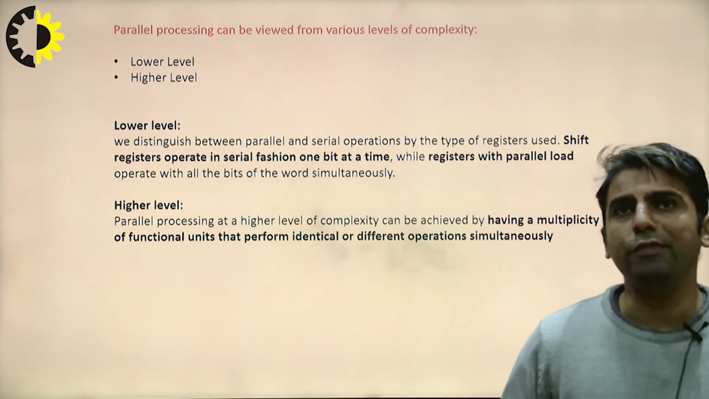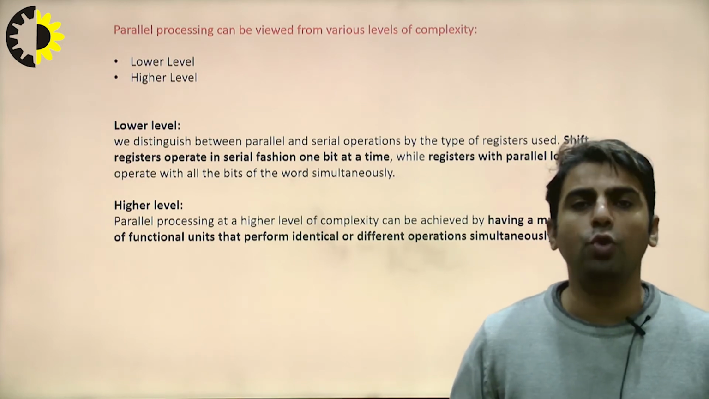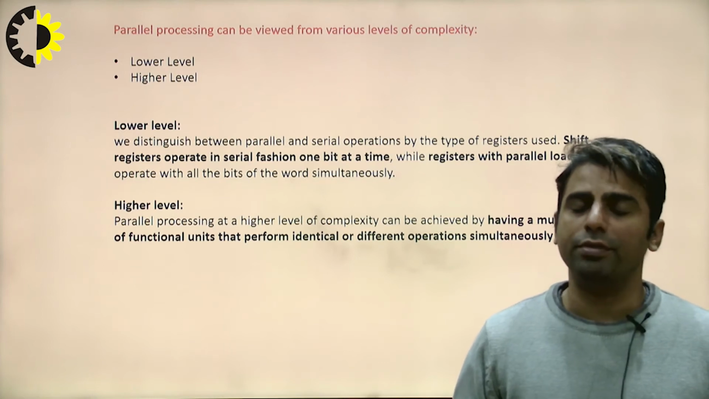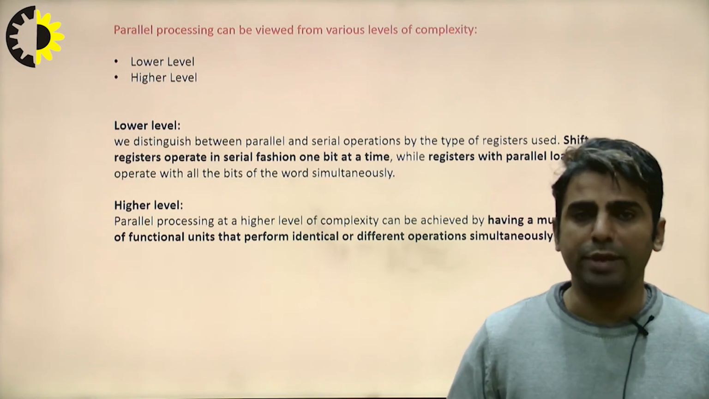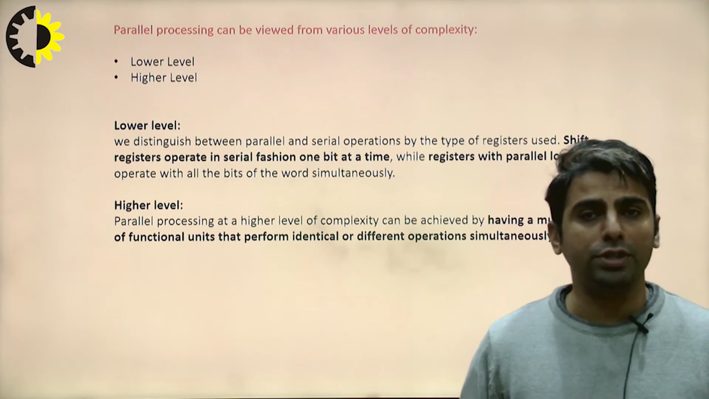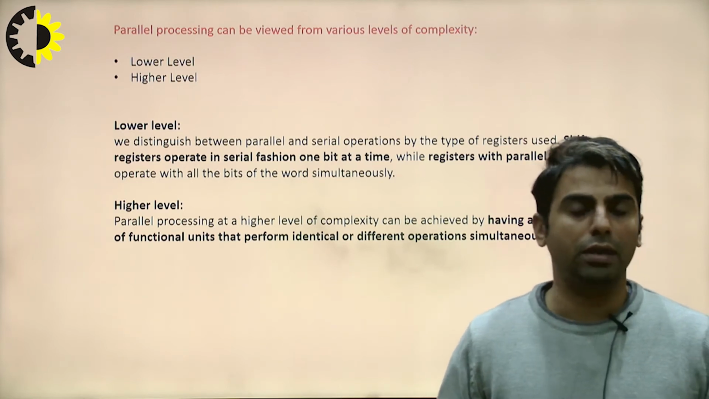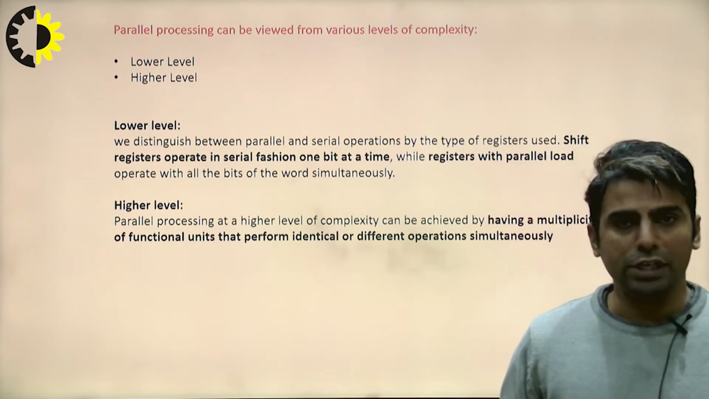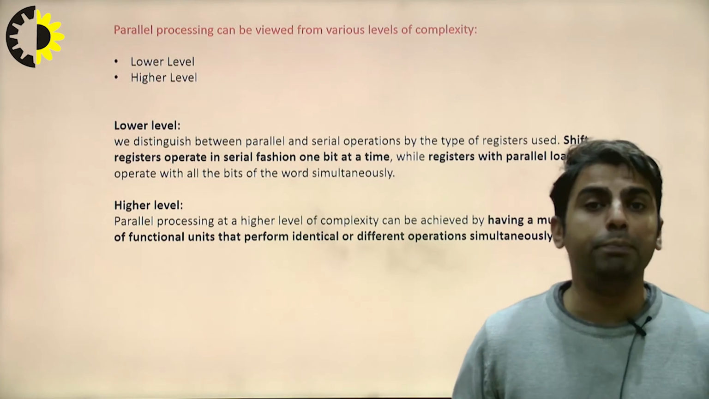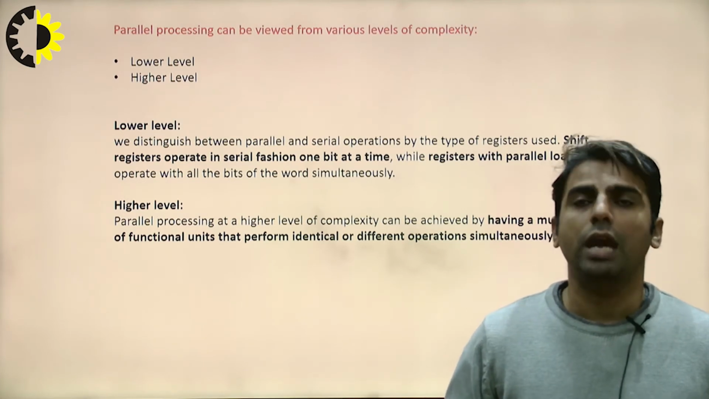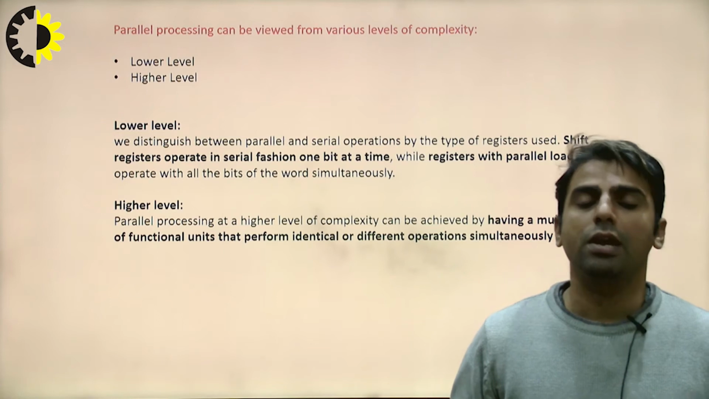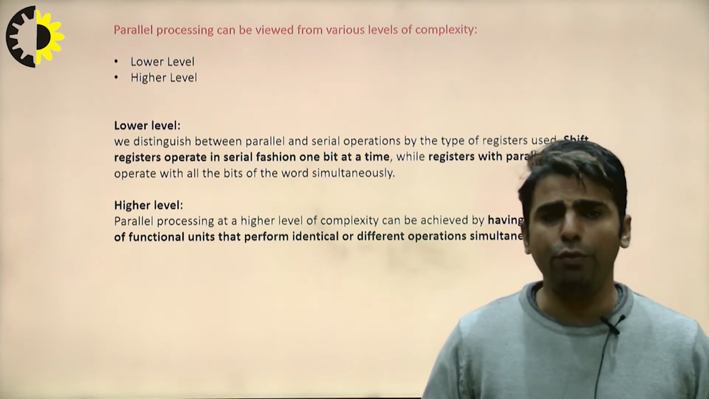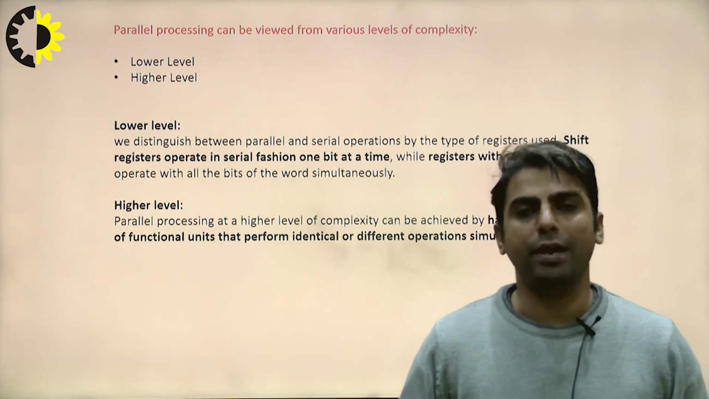The second example is when we see a register, and we have seen how we load registers in the topic of common bus system. We have seen so many registers there, such as input register, output register, program counter, accumulator, temporary register, instruction register, and so on. There we understood that one register can be loaded parallelly. There are some load pins, and through those pins we load bits parallelly in a register. That is another example of a lower level of complexity in parallel processing.